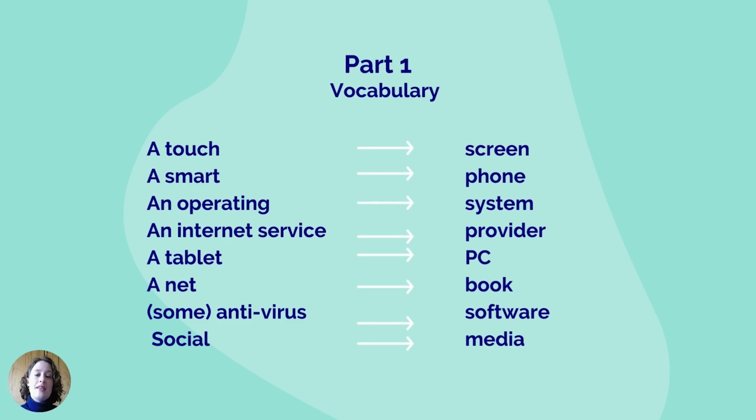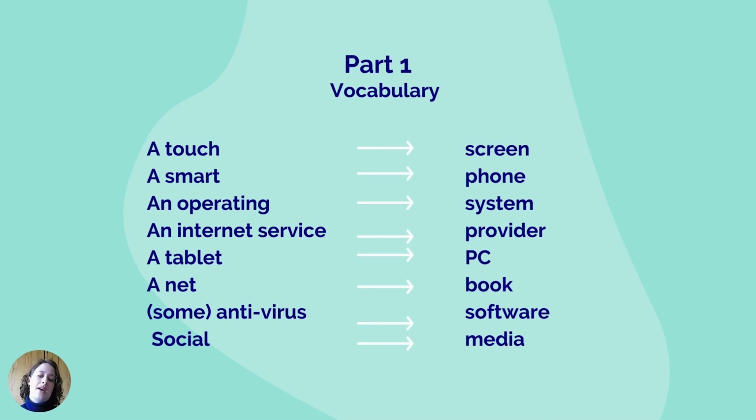Let's take a look at the answers. How many did you get right? So the answers are a touch screen, a smartphone, an operating system, an internet service provider, a tablet PC, a netbook, some antivirus software, and social media. I suggest you make a note of any that you got wrong.